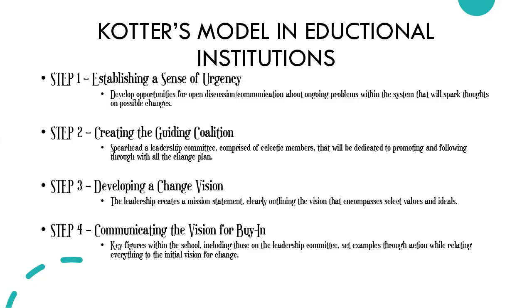Kotter's 8-step model can be applied to an educational institution, and this is how. Step 1. Establishing a sense of urgency. Develop opportunities for open discussion or communication about ongoing problems within the system that will spark thoughts on possible changes. Under Step 2, creating the guiding coalition, spearhead a leadership committee comprised of elected members that will be dedicated to promoting and following through with all the change plan.